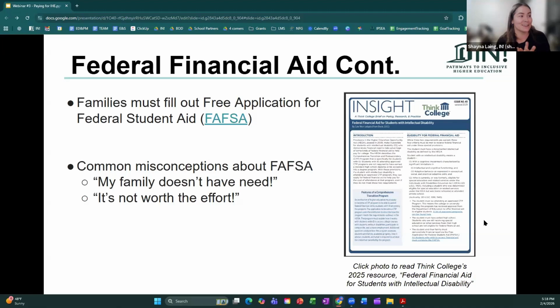What we have seen is families saying, well, I don't have needs, so I'm just not going to do it, or it's not going to be worth the effort. But we really encourage you to do that for a few other reasons. FAFSA, like I said, can give you these grants that you don't have to pay back, but also are required for some of the other resources that I'm going to talk about a little bit later.